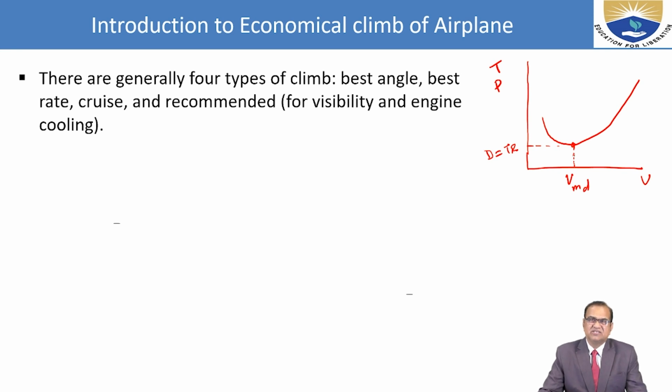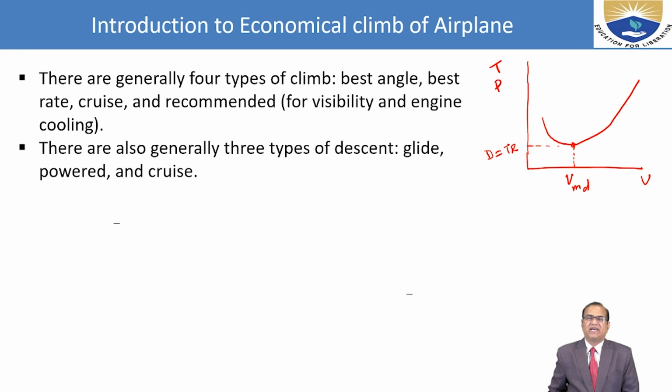There are generally 4 types of climb: the best angle climb, best rate climb, cruise climb, and the climb recommended for visibility and engine cooling. Then there are also generally 3 types of descent: the glide, powered and cruise. As a climb, the opposite is a glide. So in the descent we have the glide, the powered glide and the cruise glide. So these are the 3 glide conditions.